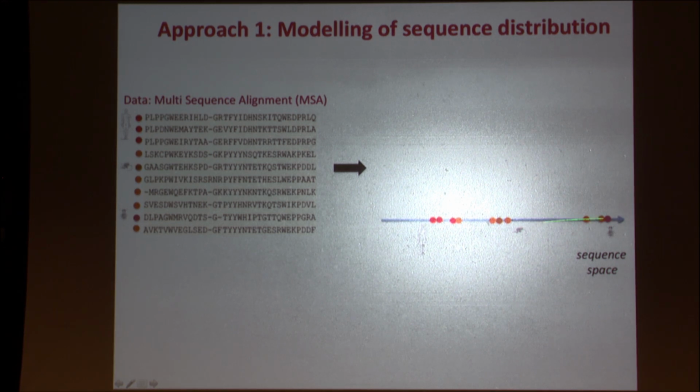In this sequence space, which is certainly not one-dimensional, but I just draw it this way because it's easier on the slide, we have these dots here, which are the good sequences. And there are many, many other ones. So you see it's just a few points in a huge space.